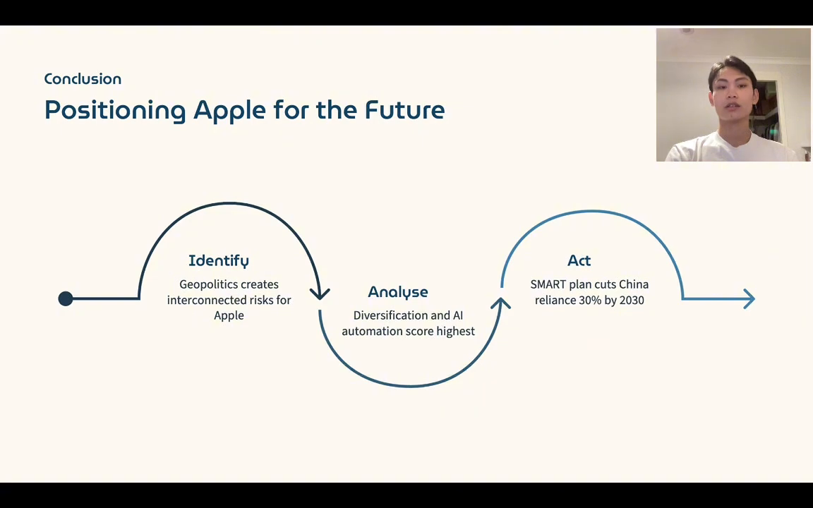In conclusion, geopolitics is a major challenge for Apple. US and China tension, tariffs, rising costs, and weaker consumer spending are affecting Apple's supply chains and profitability. The best solution is to combine supply chain diversification and AI automation. These strategies reduce dependence on China, improve efficiency, and strengthen Apple's long-term competitiveness.